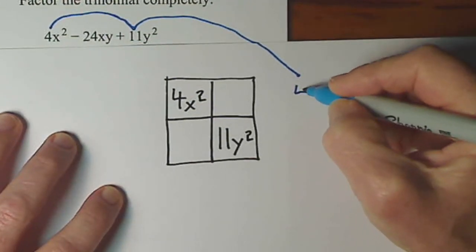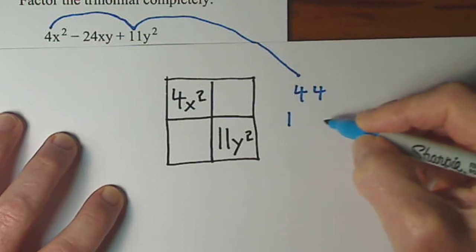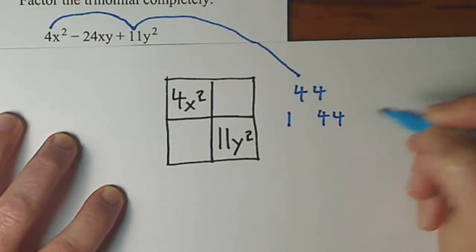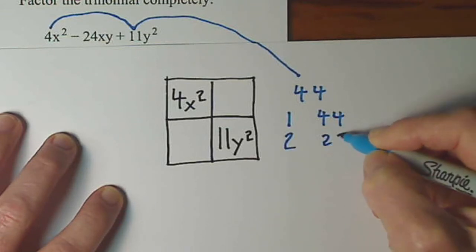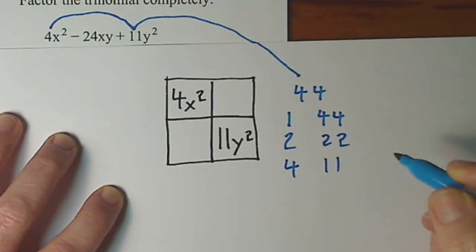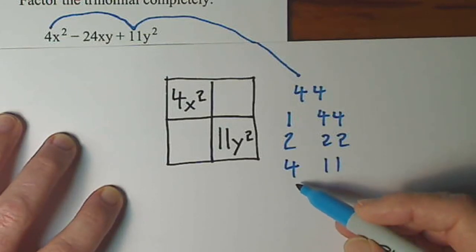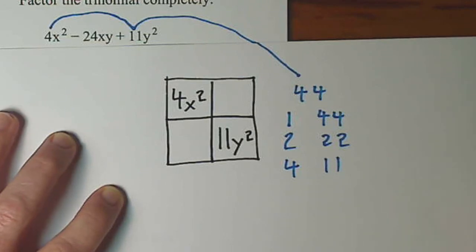That gives us 44. And then you need to list all the factors. 1 and 44, 2 and 22, 3 won't work, 4 and 11, and then 5, 6, 7, 8, 9, and 10 won't work, so we've listed all our factors.